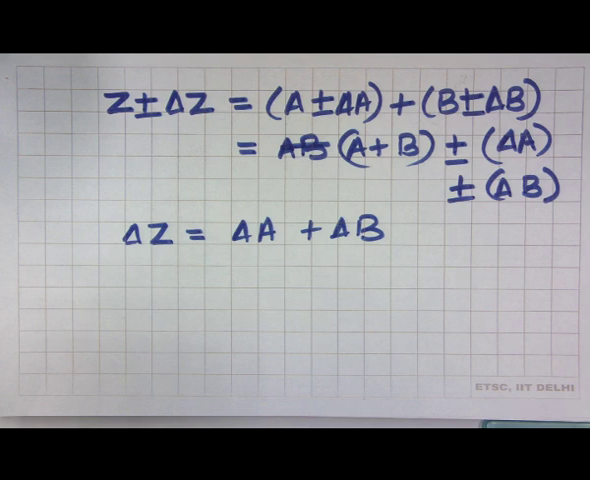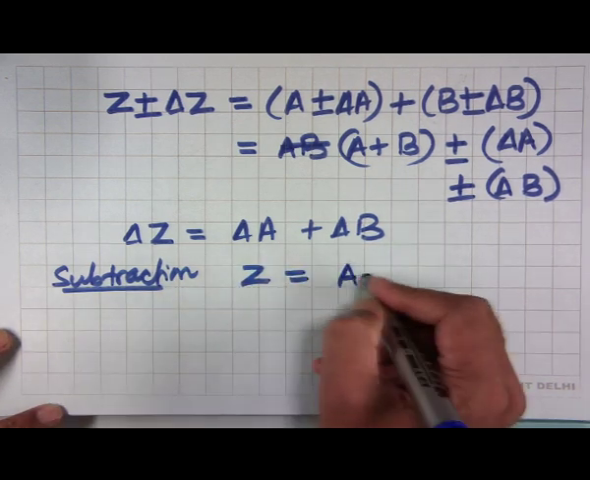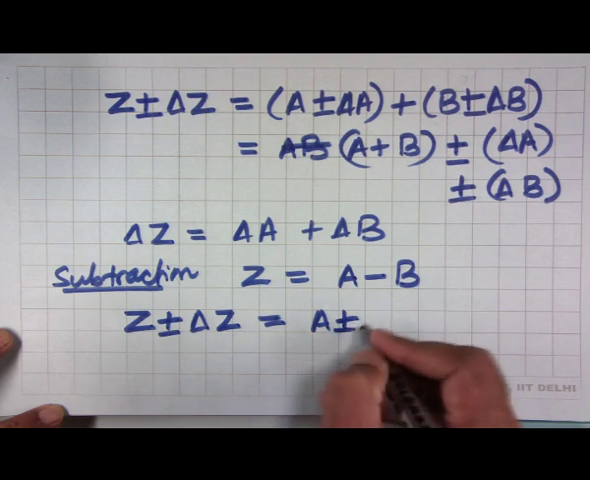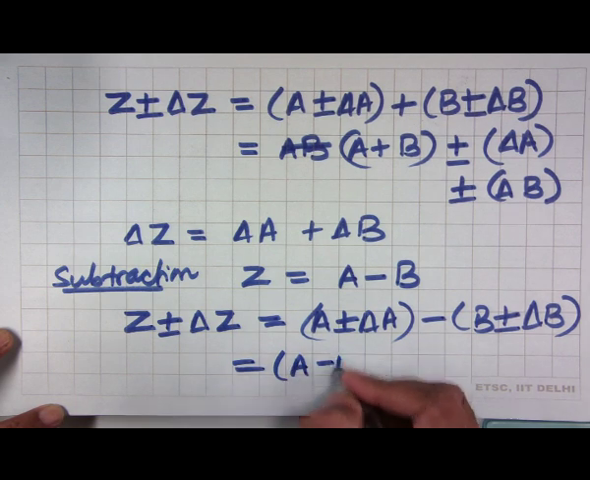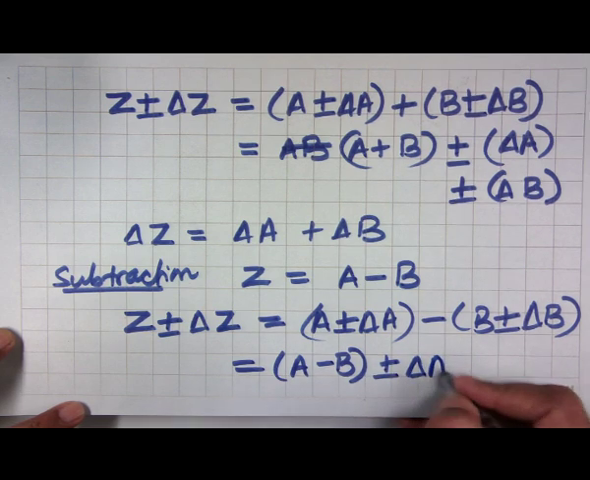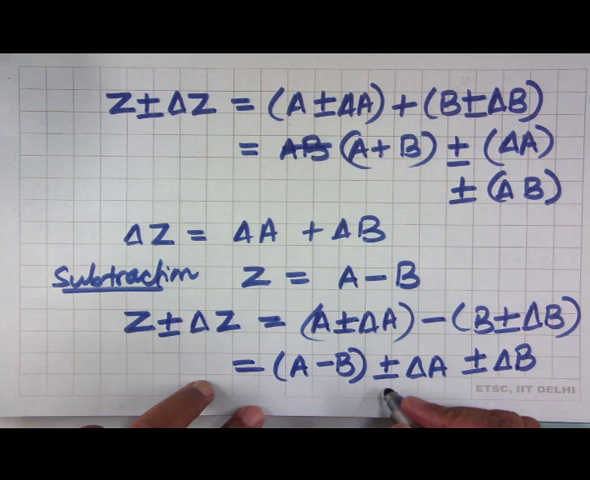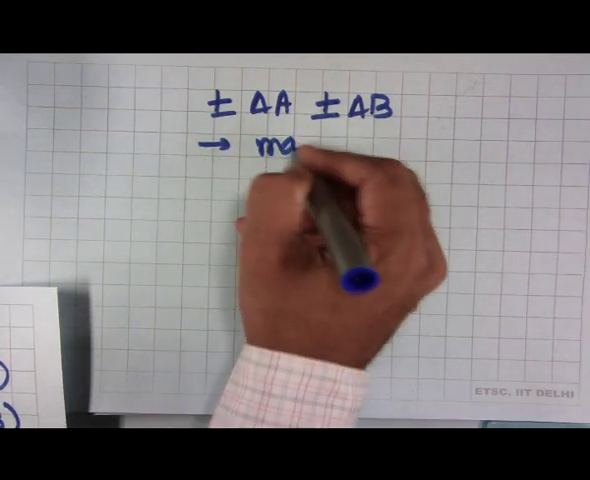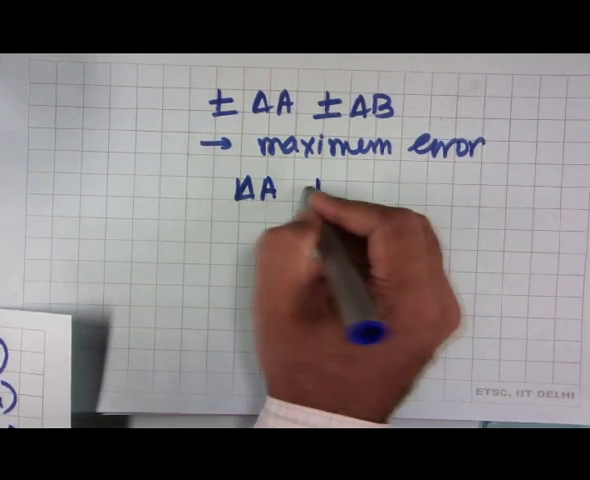Similarly, let us look at the subtraction, and this is where we will have to be slightly careful, because suppose z is equal to a minus b. Then if we use the same thing as we have done before, z plus minus delta z will be equal to a plus minus delta a minus b plus minus delta b, and this will be equal to a minus b plus minus delta a, and once again we will get plus minus delta b. And so, now if we are looking for the maximum error, the maximum error here will be given by plus minus delta a plus minus delta b, and it will be clear the maximum will be whatever is the biggest number which can come from here. So, that will be delta a plus delta b.